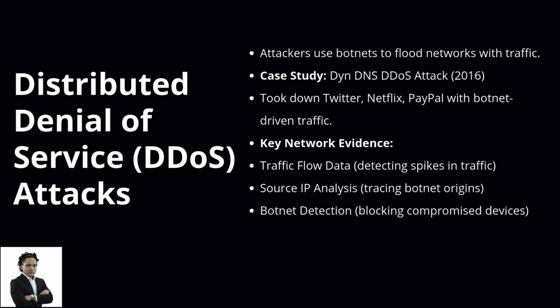DDoS attacks flood networks with botnet-driven traffic. In 2016, a massive DDoS attack took down Twitter and Netflix by overwhelming the Dyn DNS servers. Investigators used traffic flow data and source IP analysis to track the botnets and mitigate the attack.